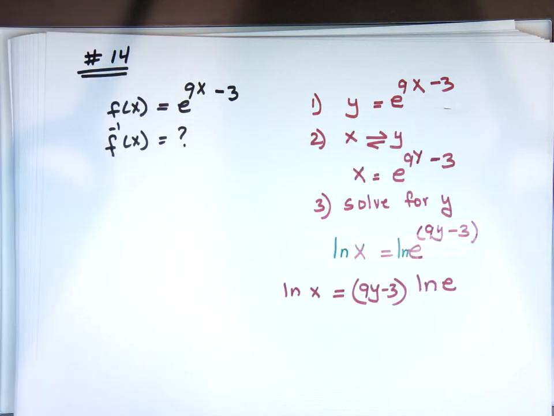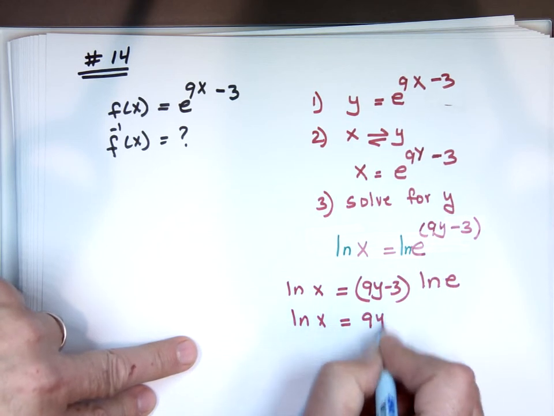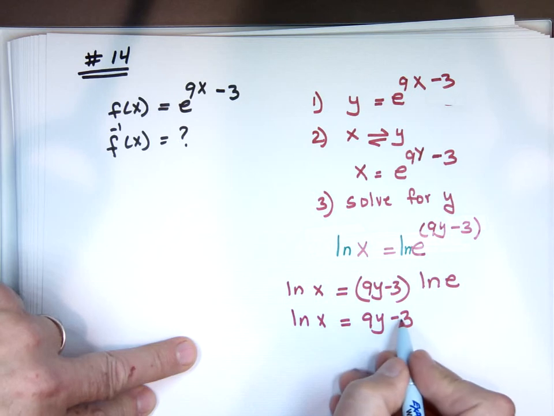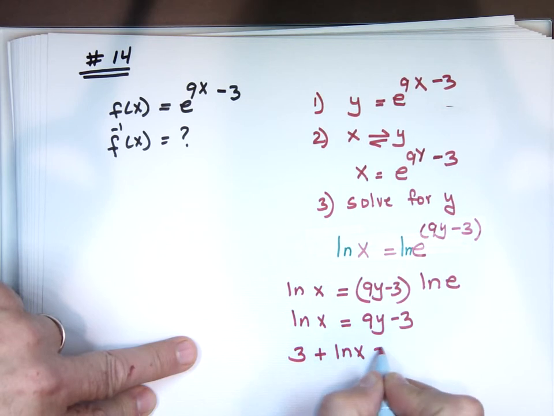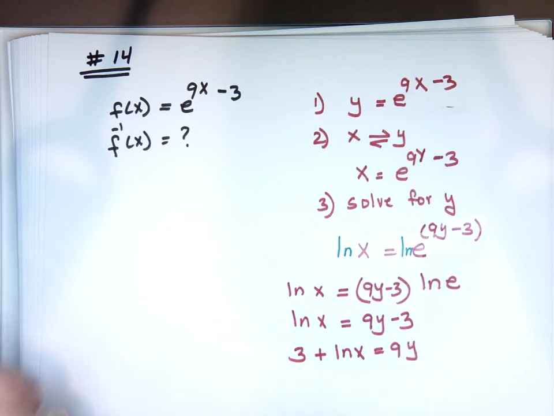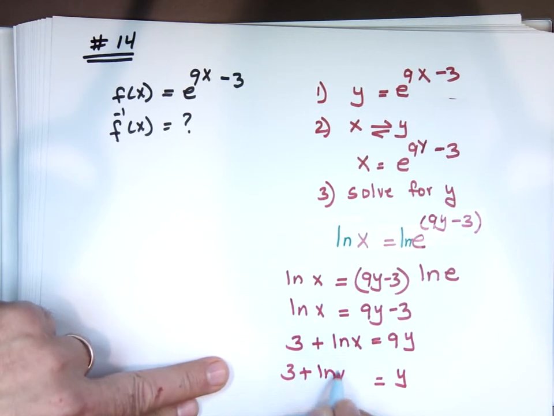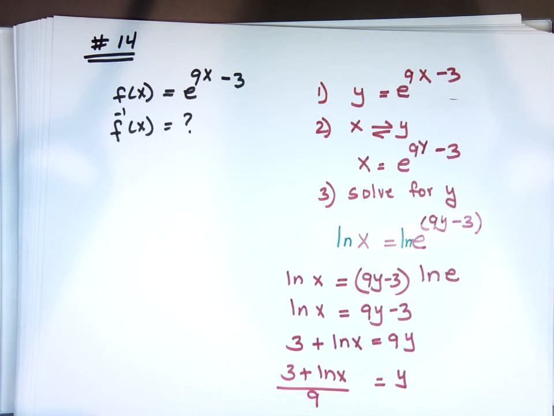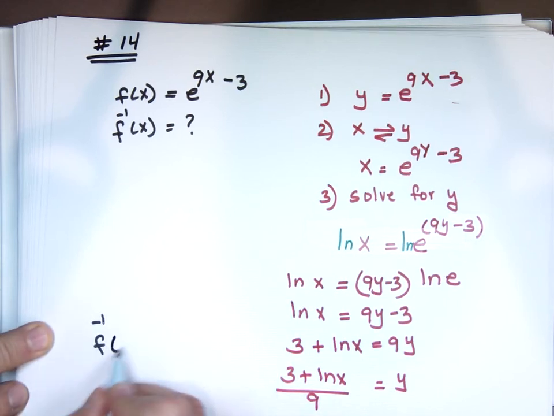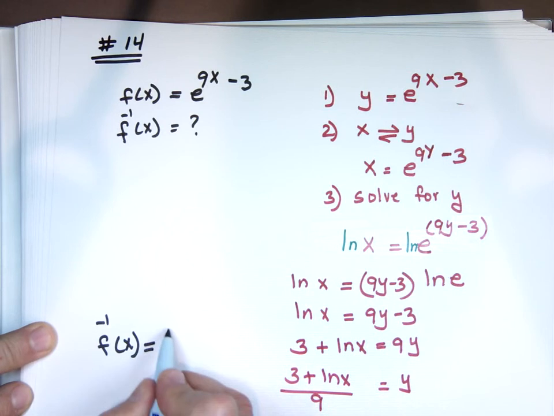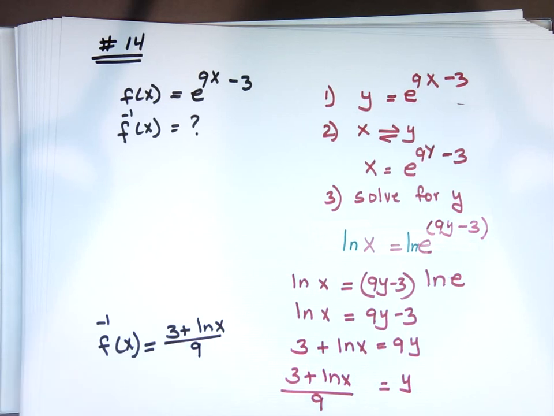So here we have the natural log of x equals 9y minus 3. Now let's solve this one. Take the minus 3 to this side, becomes 3. 3 plus the natural log of x equals 9y. And to solve it for y, y will be 3 plus the natural log of x divided by 9. What's the inverse function now? 3 plus the natural log of x divided by 9. That's your inverse function.